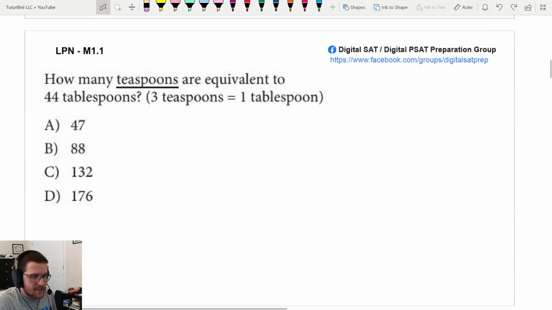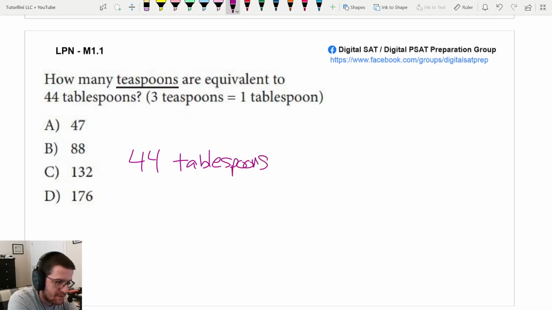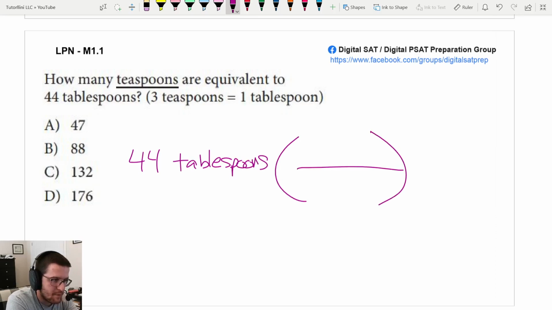So for our first question, it looks like we have a unit conversion. If you haven't, please check out my Ottocento video on unit conversions. What we're going to do is first write 44 tablespoons. Then we're going to set up a conversion factor, and we're going to put one thing on the top from the conversion factor and one thing on the bottom. I'm going to put 1 tablespoon on the bottom and 3 teaspoons on the top.